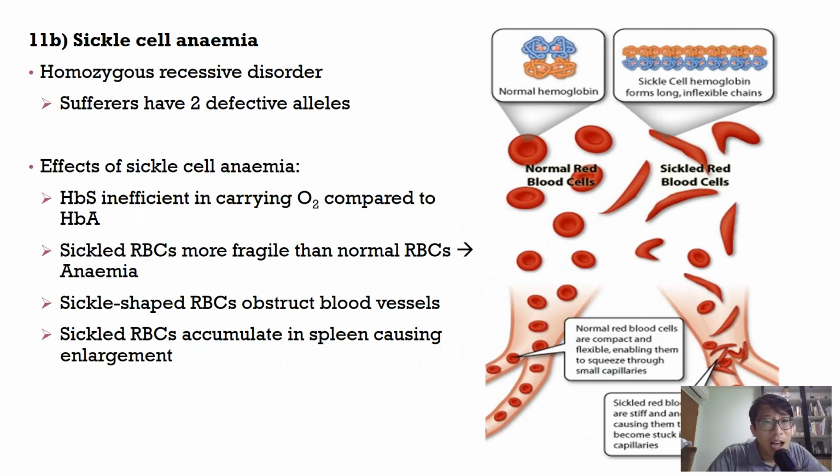And it's called anemia because these kinds of red blood cells are very fragile and they break down easily, causing a lowering of the number of red blood cells in the blood, and that is anemia. So sickle cell anemia. All right. It is a homozygous recessive disorder, so sufferers must have two defective alleles.